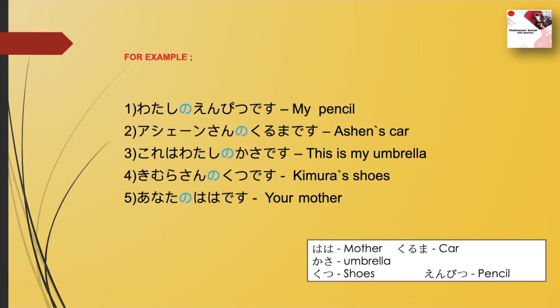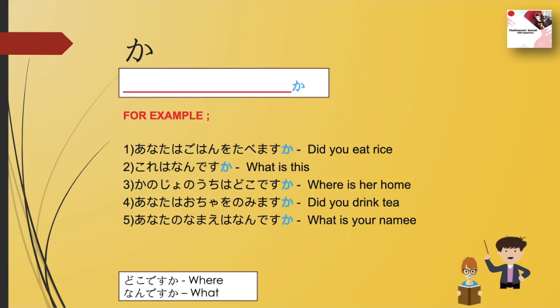Okay, let's take a look at the next particle, that is ka. Ka is used in Japanese for asking a question. Let's take a look at an example. The first one is did you eat rice? Here anata means you, and we have the wa particle, and after that we have gohan, that means rice, and after that we have the wo particle, and after that we have tabimasu. And to ask this like a question, we are adding the ka particle to the end of this sentence.